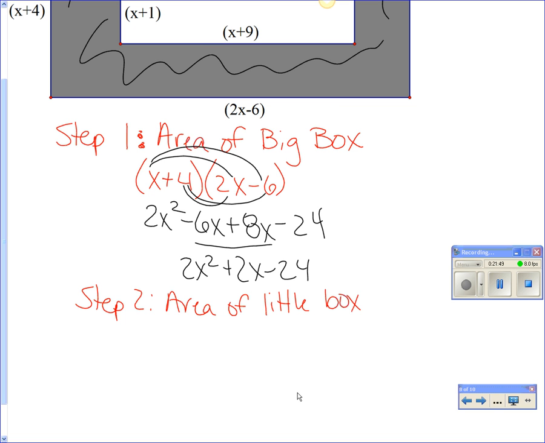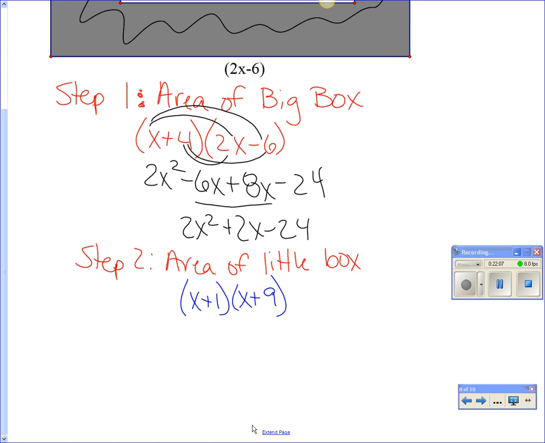All right, so the little box, what's the length and width of the little box? Good, x plus 1, x plus 9. Okay. All right, so let's do that real quick.